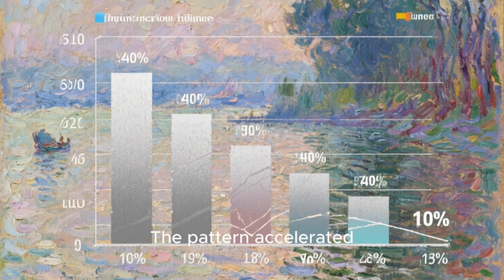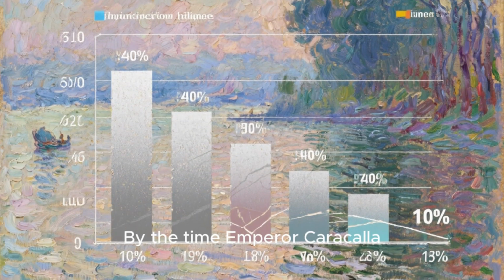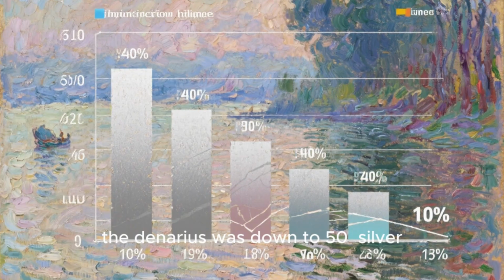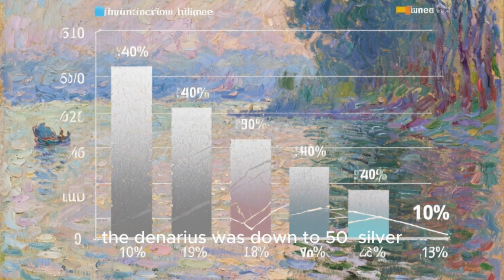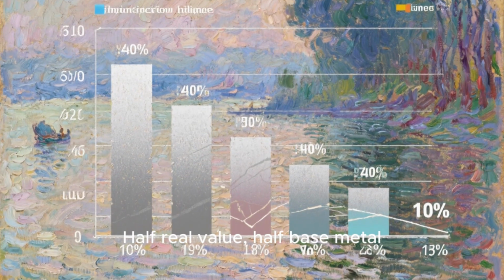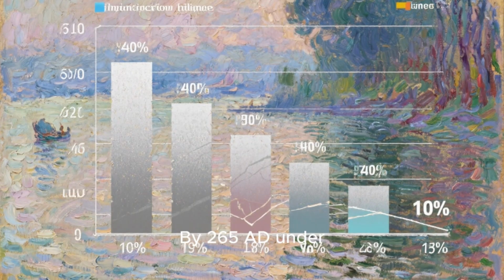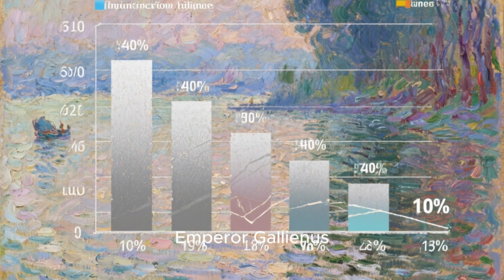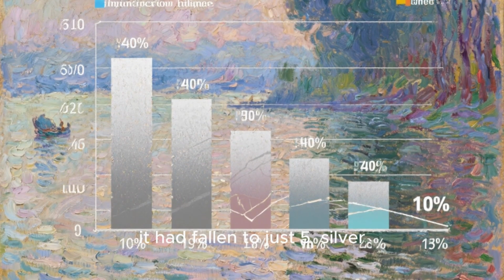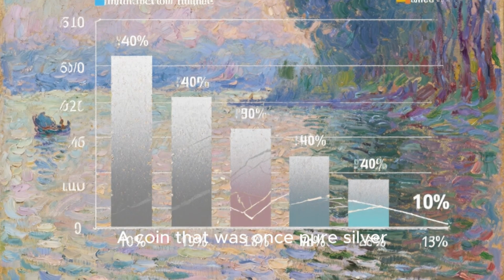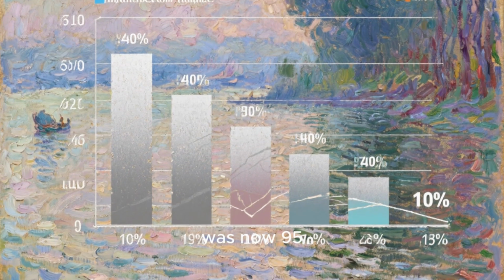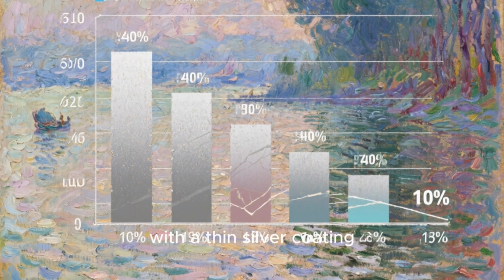The pattern accelerated. By the time Emperor Caracalla ruled in 211 AD, the denarius was down to 50% silver, half real value, half base metal. By 265 AD under Emperor Gallienus, it had fallen to just 5% silver. A coin that was once pure silver was now 95% worthless metal with a thin silver coating.